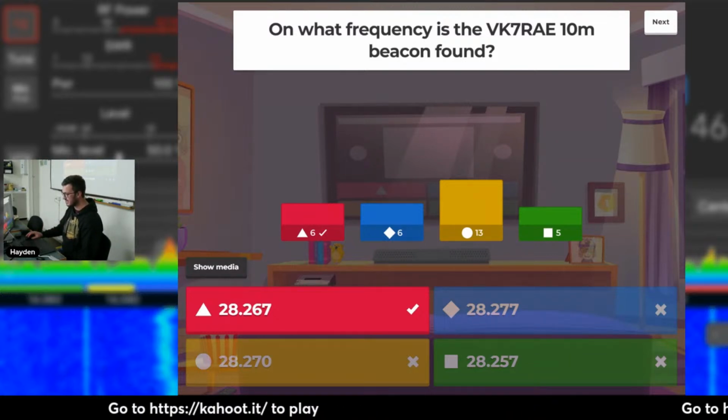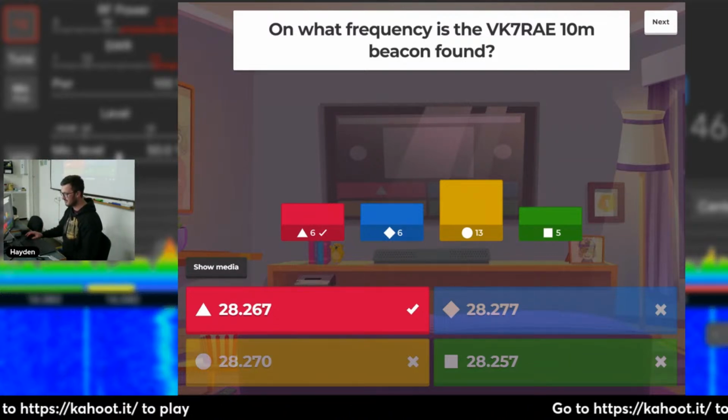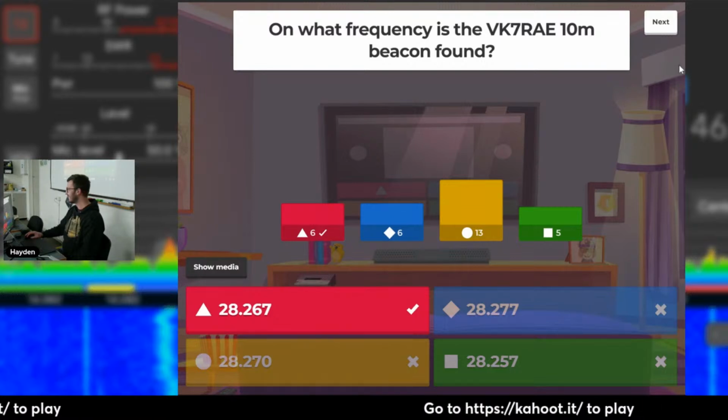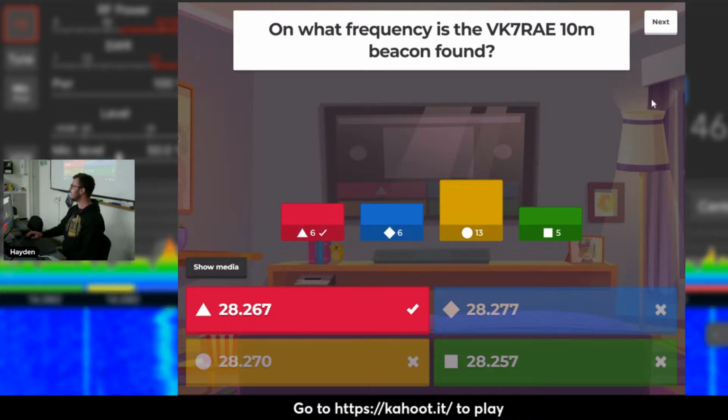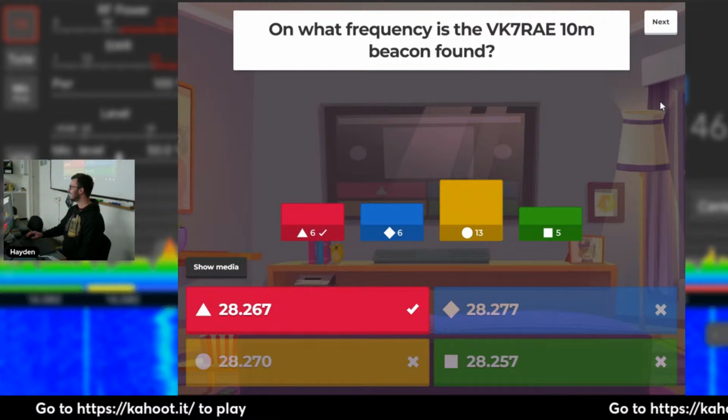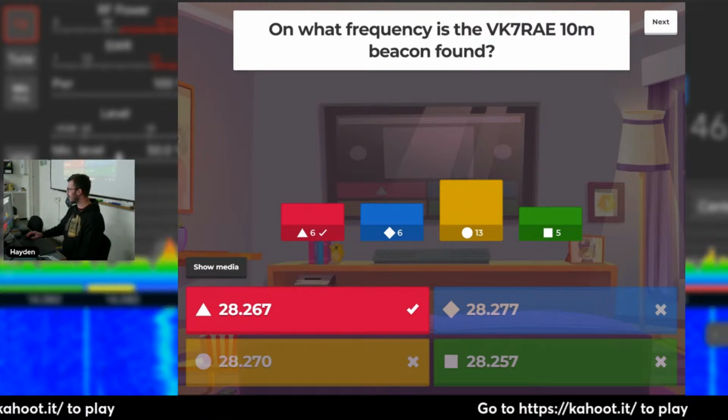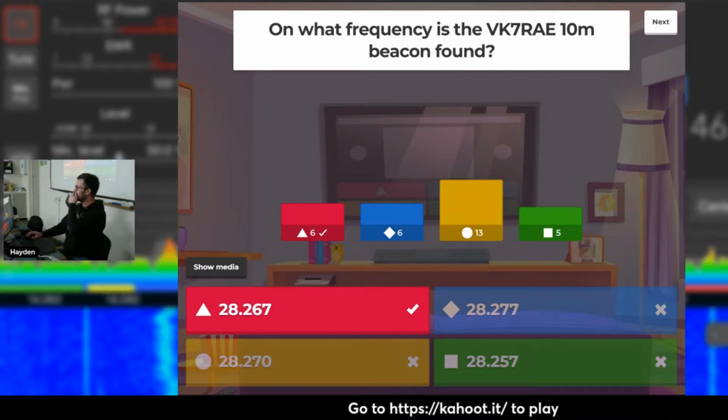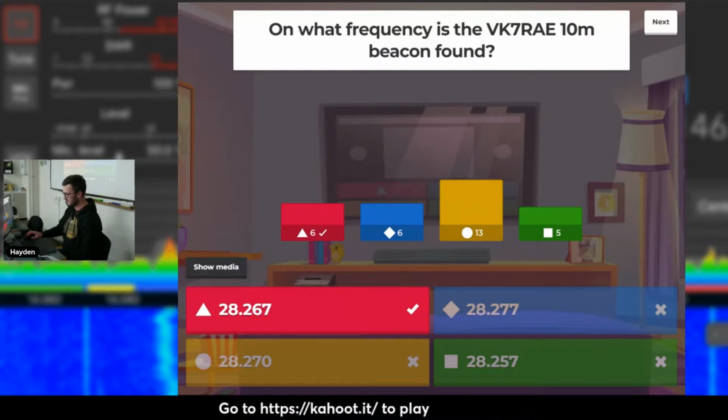The answer is 28.267, which the beacon, of course, is located in Don Heads up the northwest coast.